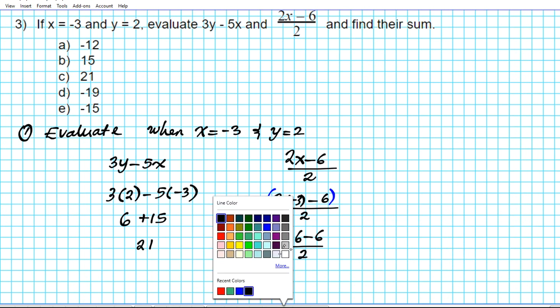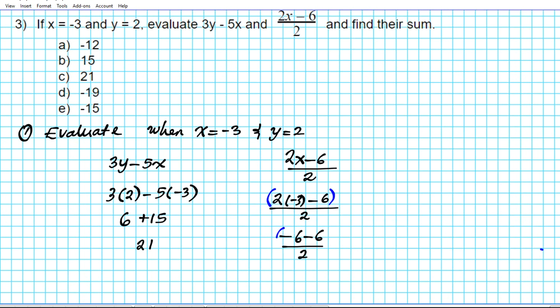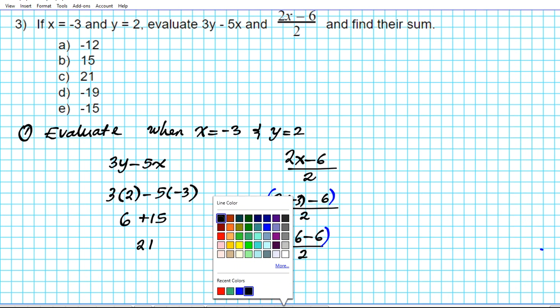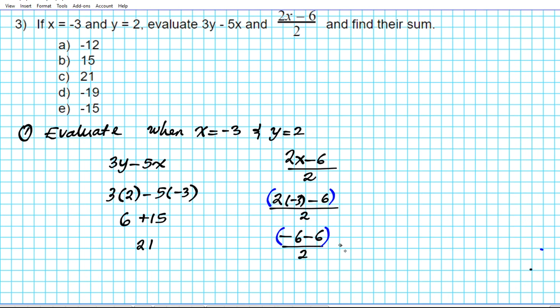So we still have to complete all the operations in the numerator first. Alright? So what is -6 minus 6? -6 minus 6, the signs are the same, so you add and keep the sign. So you have -12 over 2. And then when you divide positive by negative, since the signs are different, you have negative. 12 divided by 2 is 6.